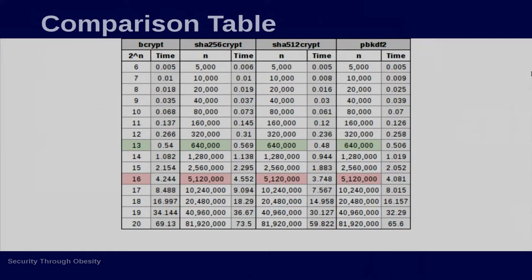But in case of my laptop, a cost of 13 for bcrypt gave me half a second on the interactive login, 640,000 iterations for SHA-256 crypt and SHA-512 crypt, and 640,000 iterations for PBKDF2. And if I wanted to target a 5-second key setup, then we were looking at a cost of 16 on bcrypt, just over 5 million on the SHA crypts, and just over 5 million on PBKDF2. Okay.